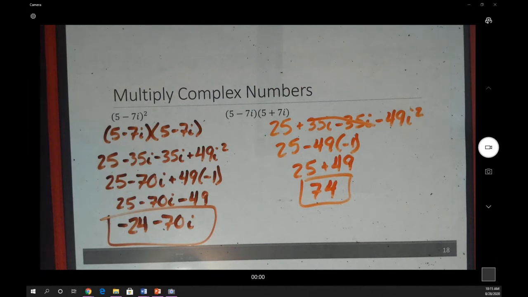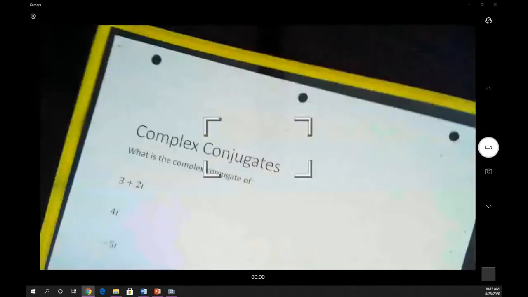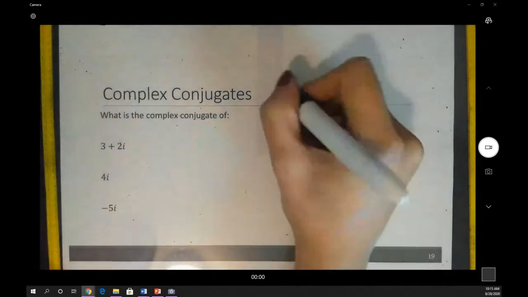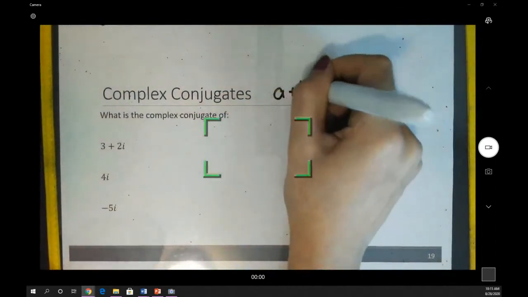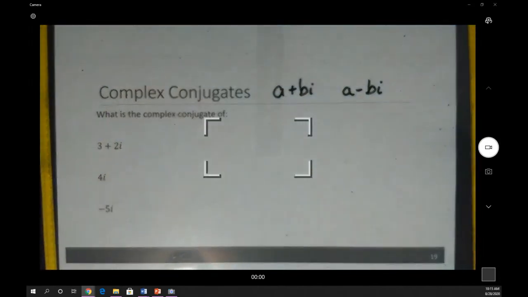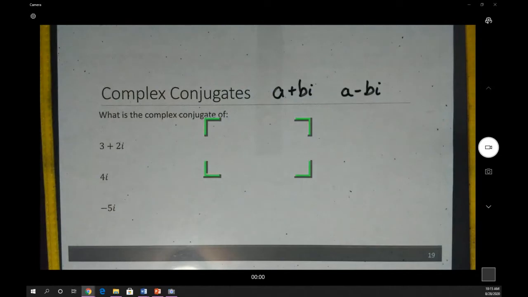But these two complex numbers that we multiplied together, the 5 minus 7i and the 5 plus 7i, they are very special. They are called complex conjugates. And we actually have a slide based on complex conjugates. Complex conjugates take the form of a plus bi and a minus bi. Those two are complex conjugates of each other. And what happens when you multiply two complex conjugates by each other is that you get a real number in the end. That's going to be really, really helpful when we get to dividing complex numbers.